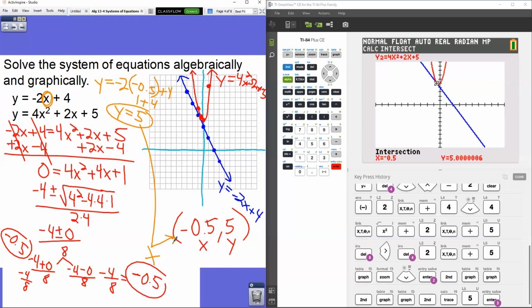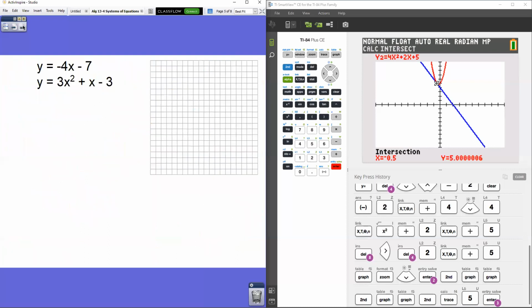These are a pain in the butt, aren't they? One last one, because we have to do one that has no solution. All right, this one's going to have no solution. So let's take a look at what the no solution looks like.